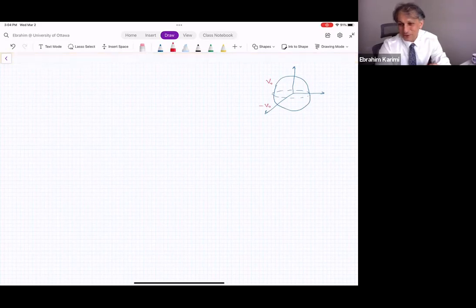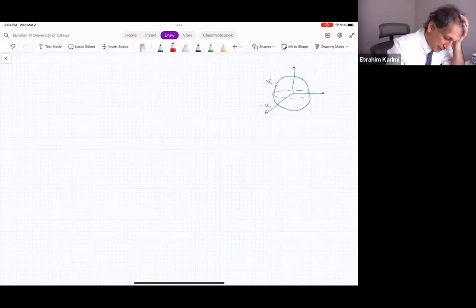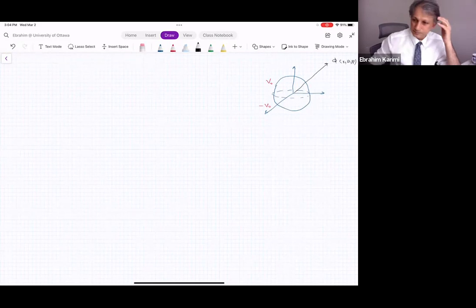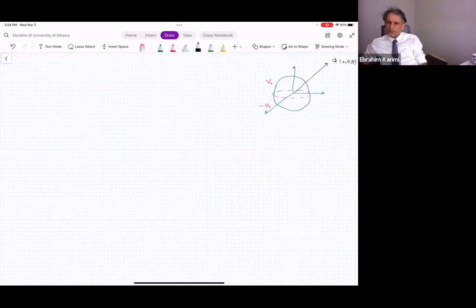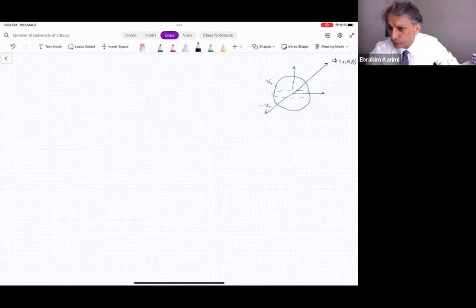You solved this; this was your midterm exam, right? And I asked you to find the potential anywhere outside. Find the potential here, r, theta, and phi. You solved it from a completely different approach, using the Green function, which is what we learned during the previous lectures. But now we are solving it from a different approach. What is our approach? Solving from the Laplace equation.